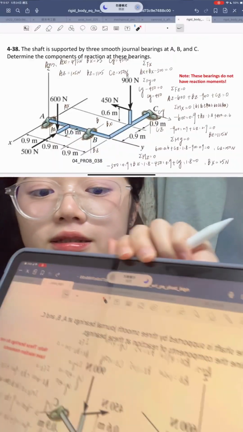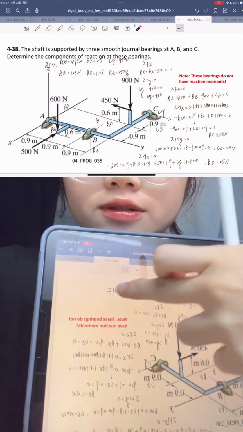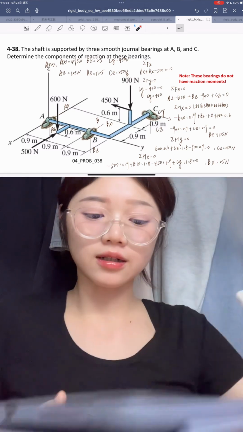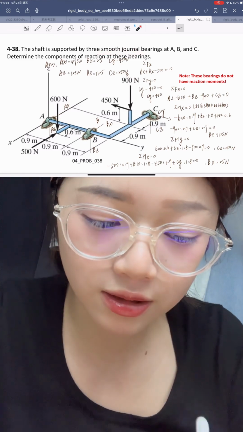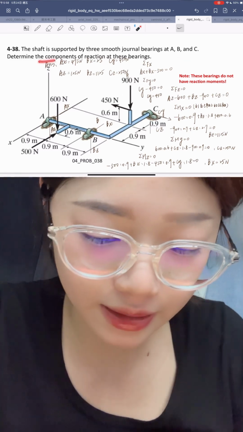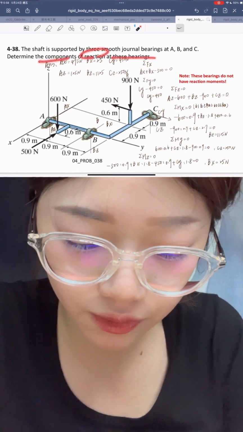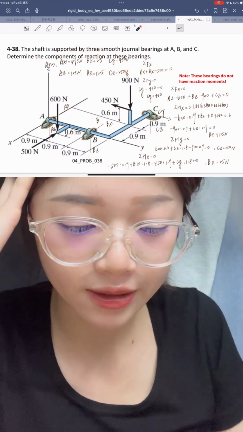And the next is 4.38. The question asks: the shaft is supported by smooth journal bearings at A, B, and C. Determine the components of reaction at these bearings. So here is my answer.